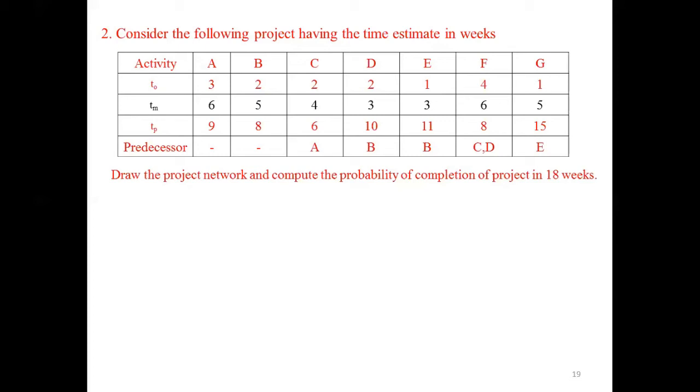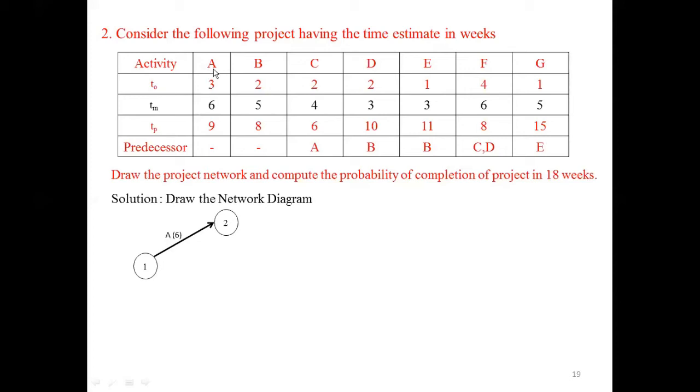Let us go for the solution. We have to draw the network diagram. To draw the network diagram, in the table they've given the activities A, B. For the activities A and B, there are no predecessors. That means you have to start with node 1 and node 2, and you have to draw a line with an arrow mark and represent it as activity A.